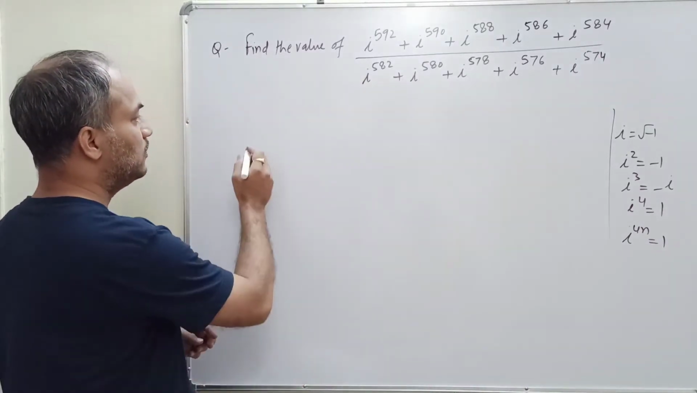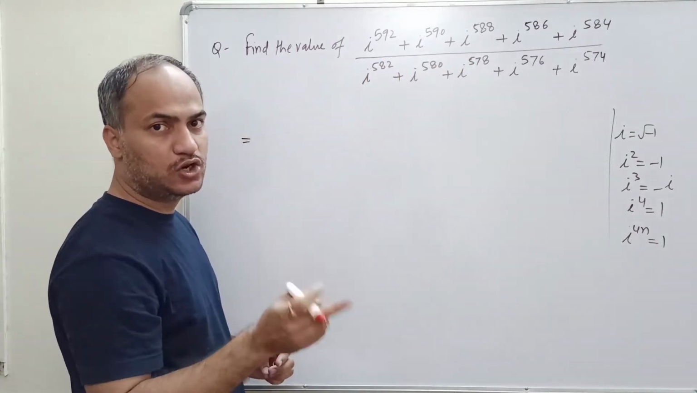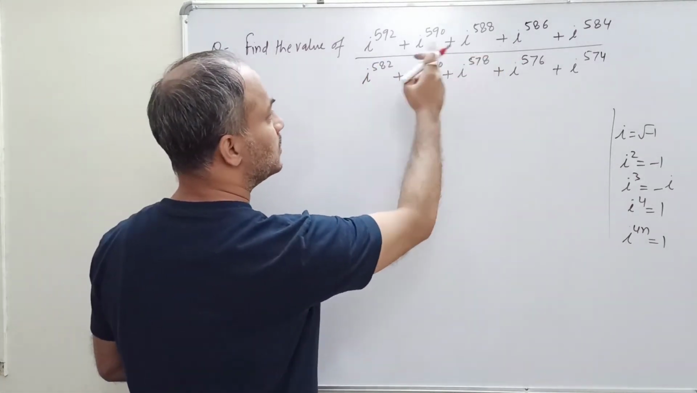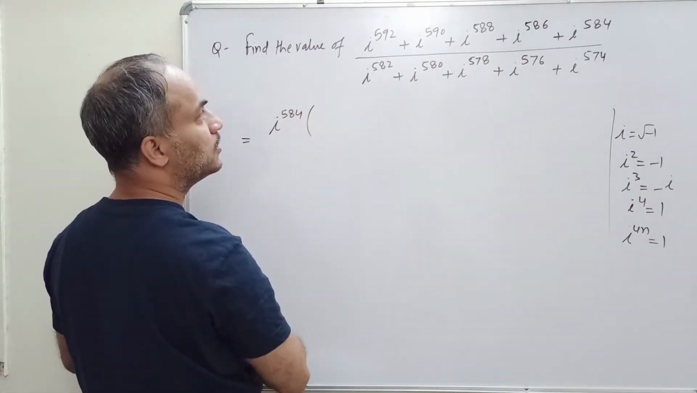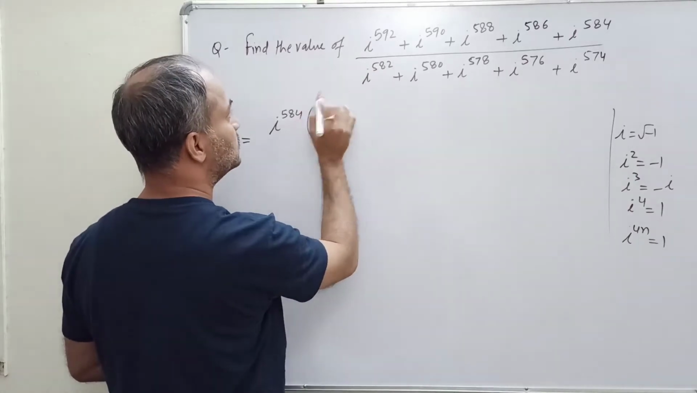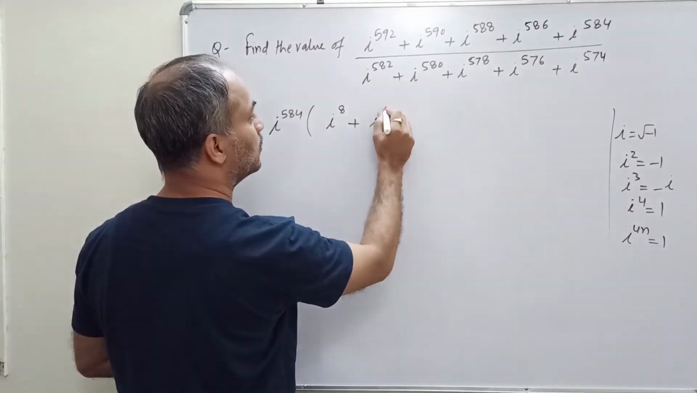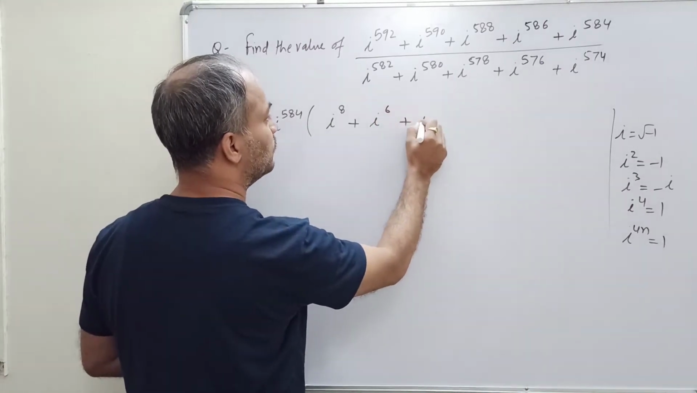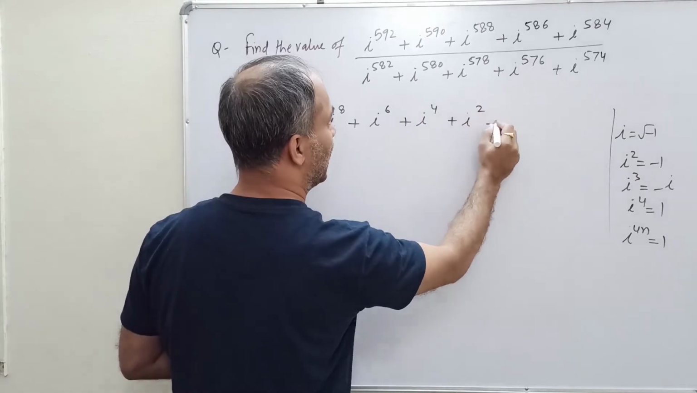But here I will do something else. I'll take common from numerator and denominator first. So I see that i to the power 584 is common. So what do we get? 6 and 2 is 8. And here we get i to the power 6. Here we get i to the power 4, i to the power 2 and 1.